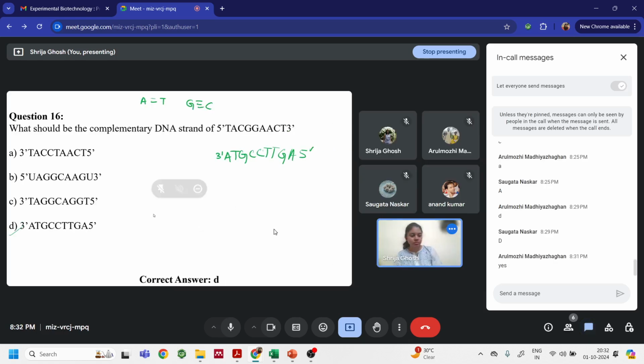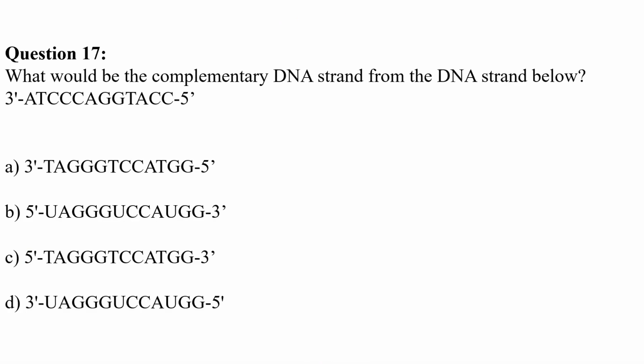Okay. So the correct answer is option D. I hope this is fairly straightforward. So this is clear to everyone. Moving on to the next question. Again a similar question. What would be the complementary DNA strand from the DNA strand below? So again we have a DNA strand. Tell me the complementary DNA strand for the given strand.